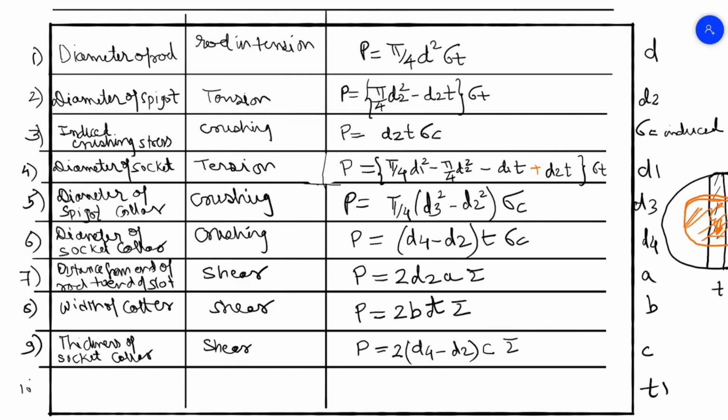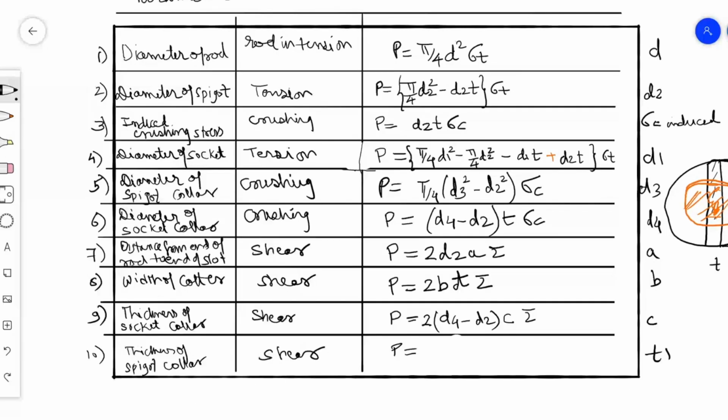And last we find the thickness of the spigot collar. This also, the spigot collar, fails in shear. And what is the area? It is the area of a ring, so it is pi D2, t1 is the thickness, into tau. So I know now all of you are very much clear with these formulas and how they are obtained.